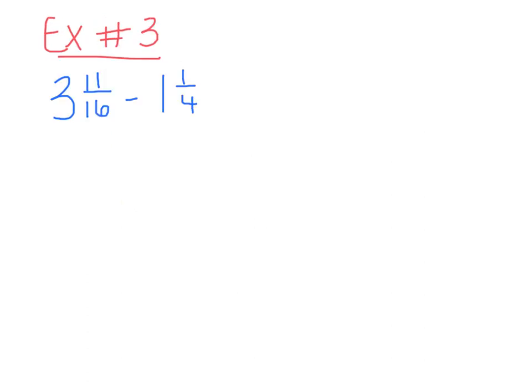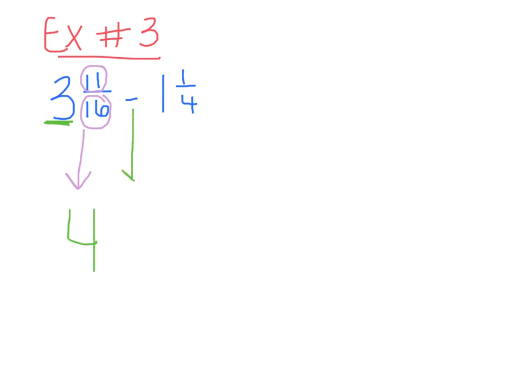Example number 3. We have 3 11/16. Well, I have 16 as my denominator. Half of 16 is 8, and 11 is definitely bigger than 8. So that tells me that this 3 is going to round up to 4.